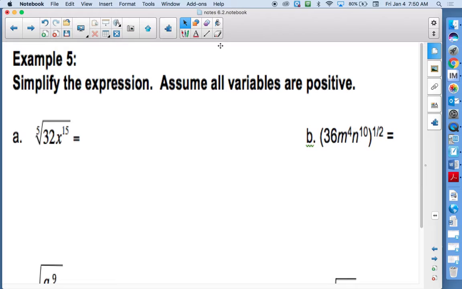We're going to go down to example 5 and work through some problems involving variables, which you already did some problems involving variables. But we'll also work through some variables where you've got a radical in the denominator, just like a number in the denominator.